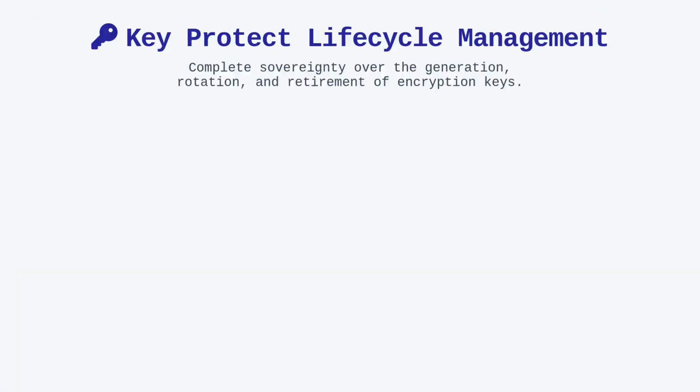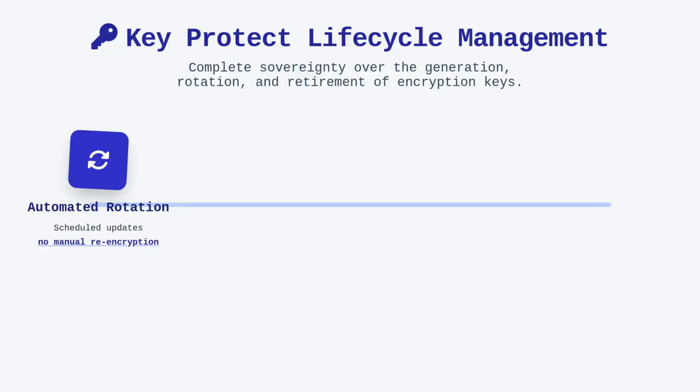The lifecycle management of customer-managed encryption keys is perhaps the most significant functional advantage of Key Protect. When you move away from provider-managed keys, you take ownership of the generation and retirement phases of the key's existence. Key Protect facilitates this by providing automated rotation policies, which are essentially predefined schedules that generate new key versions without requiring you to manually re-encrypt your data store. This automation is crucial for maintaining compliance with industry regulations that often mandate periodic key rotation to limit the potential utility of a compromised key.